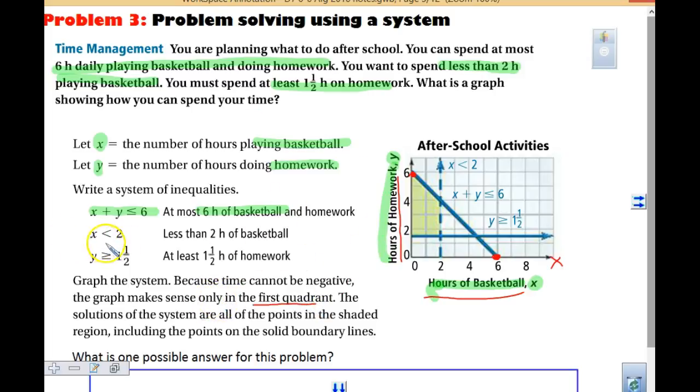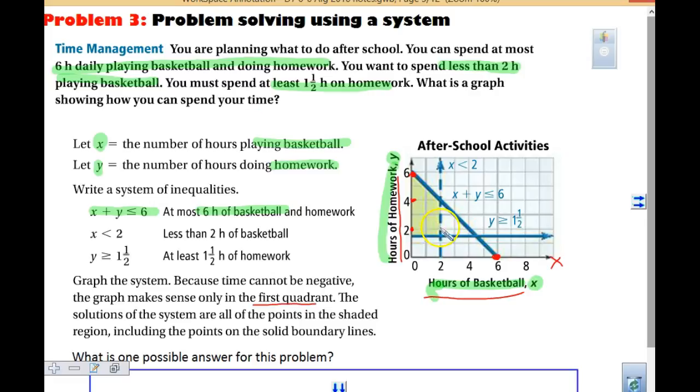And then same with the hours of homework. I could have up to 6, right? That's my max, because I'm only going to have 6 hours after school to work, okay? So when I look at this, the minimum I can have is an hour and a half. Can I have all homework and no basketball? Is that possible? Can I have an hour and a half of homework and no basketball? Or 4 hours of homework and no basketball? Points right here, like this one and like here. I could, right?